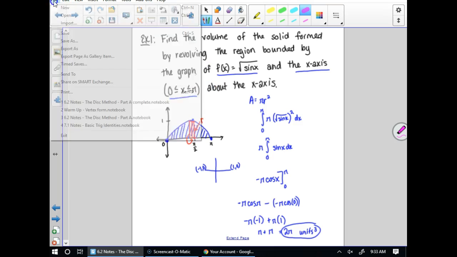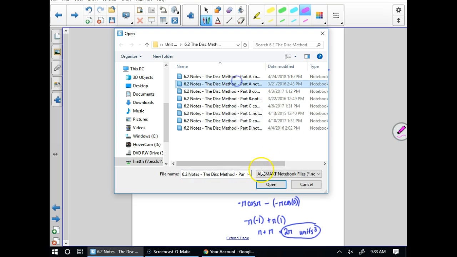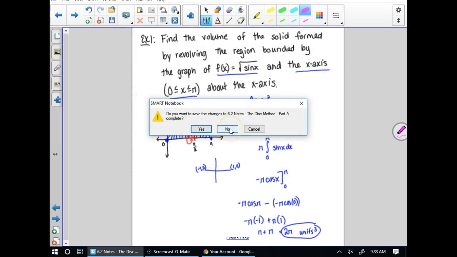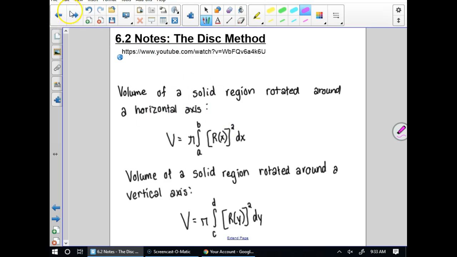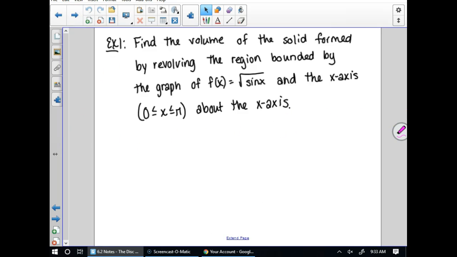Oh, I opened the wrong thing. Let me open the ones that are not already filled in. Okay, so here's our first equation. I'd get the key points of it. The main things you need are your equation, the x-axis, and we're revolving about the x-axis. It also tells us from 0 to pi.